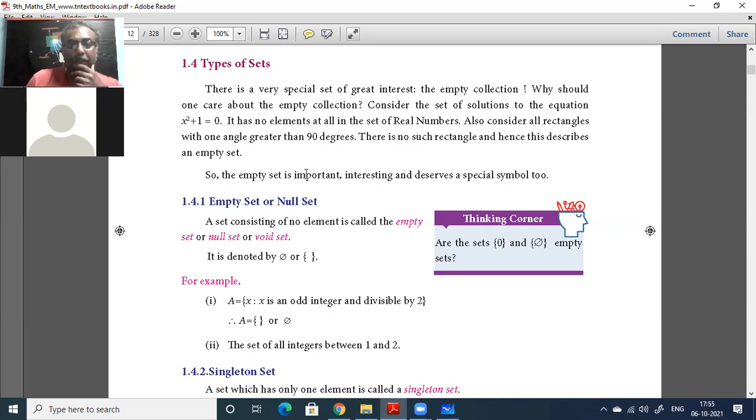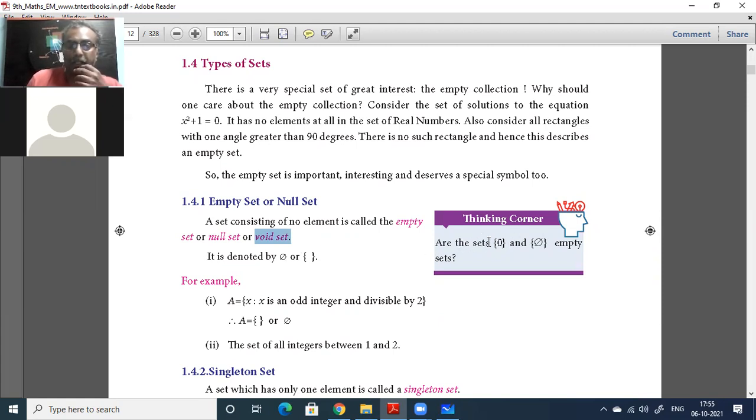So the empty set is important. It's very interesting and deserves a special symbol. It is so important that it is given a special symbol. Read, what is the special symbol? Empty set or null set. A set consisting of no element is called the empty set or null set or void set. So don't blink if they tell you void set. Void set is nothing but null set or empty set. Continue reading. It is denoted by the null set symbol or empty curly brackets.